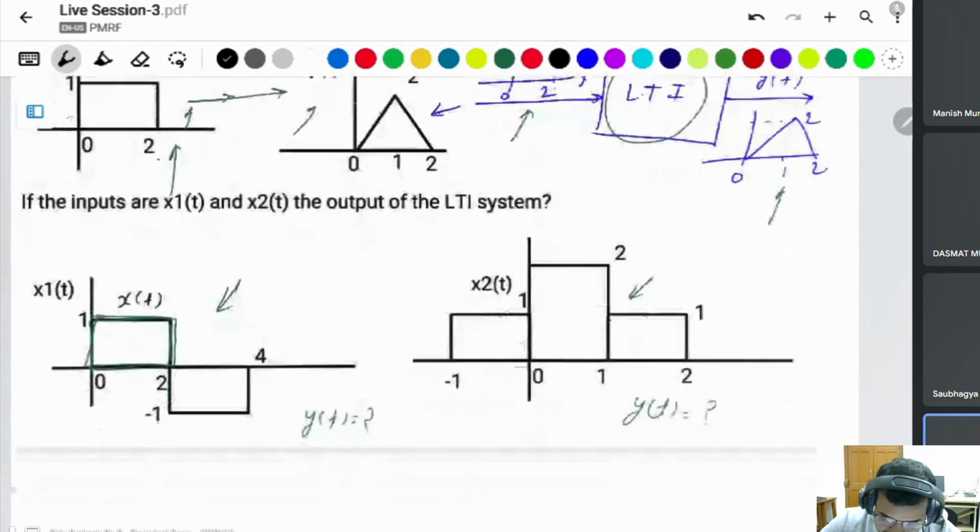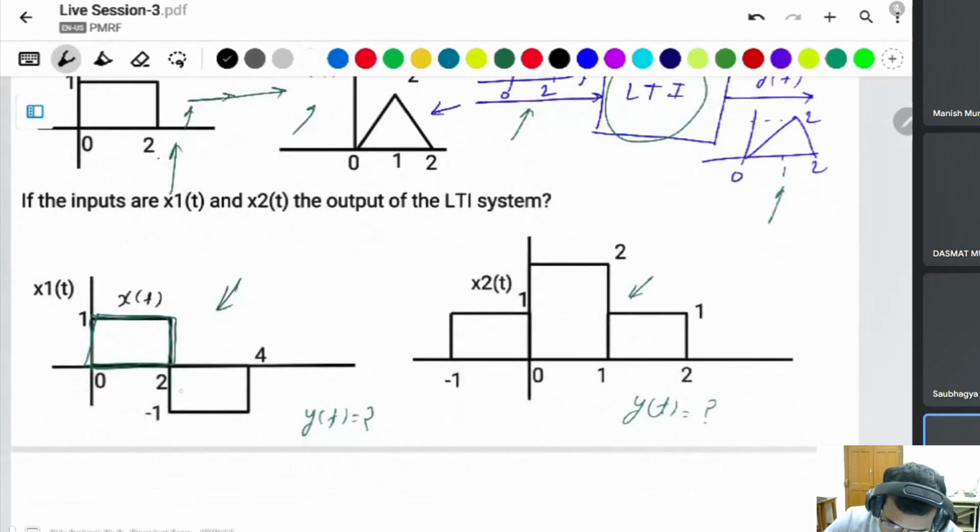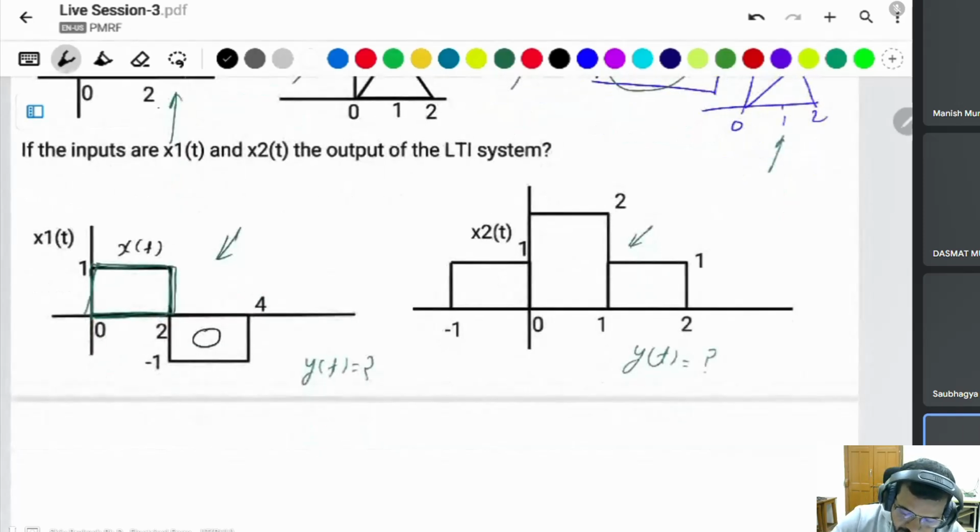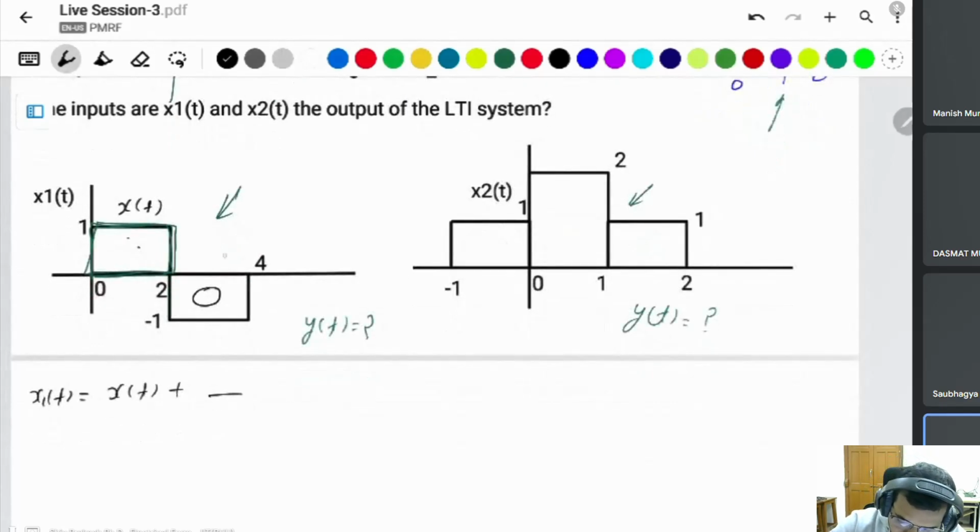After that there is something from 2 to 4. Then how can you find this one? If you add this one, x(t), x1(t) is the summation of x(t) plus something, then what is that one? How can you retain this one by using x1, x(t)?